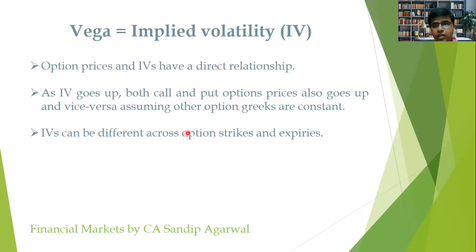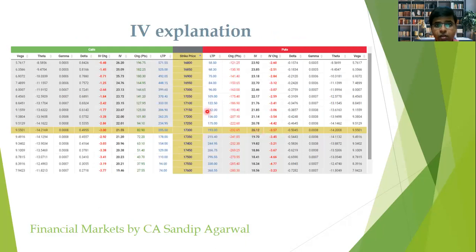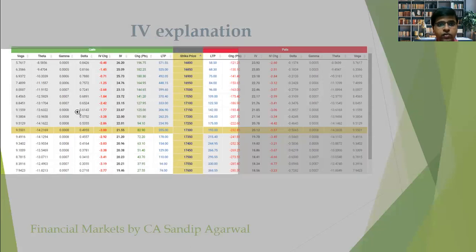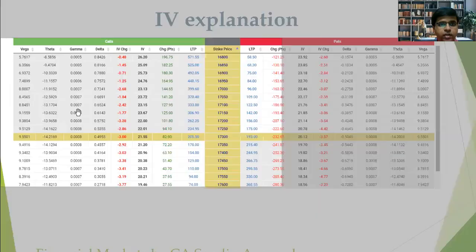And IVs can be different across different option strikes and option expiries. We will discuss this point in detail in this video and in the upcoming 2 videos as well. So just refer to this screenshot which I have taken from one of the websites named Options Chart. I have taken this only to give you an idea of how the IVs can be different across different strikes. So let me just zoom it.